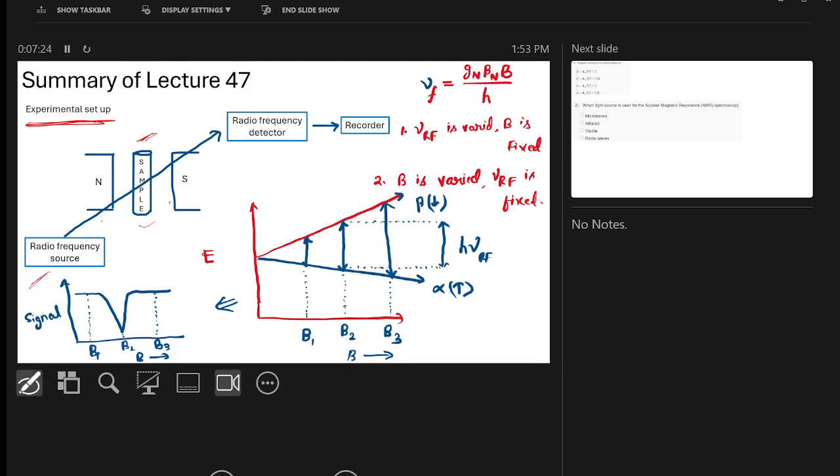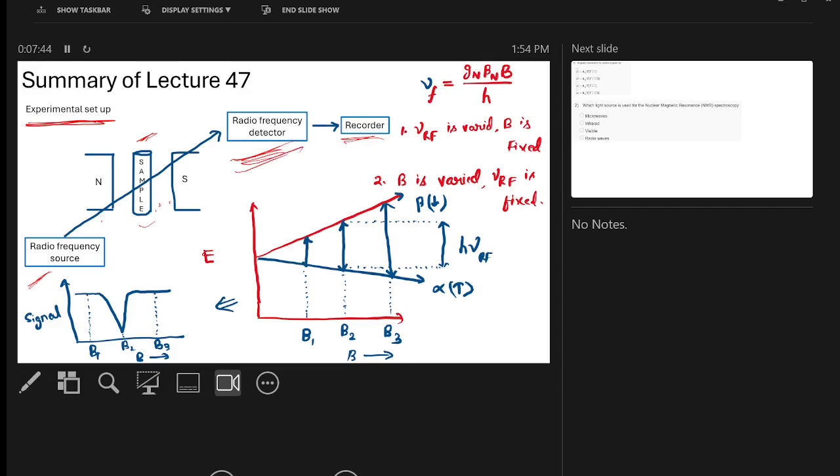So this radio source and the direction of the magnetic field because of the sample must be perpendicular. Why? We will see in the encoding slides. Okay. And then we will keep some detector, and then record. So the frequency of the radio frequency is given by this.